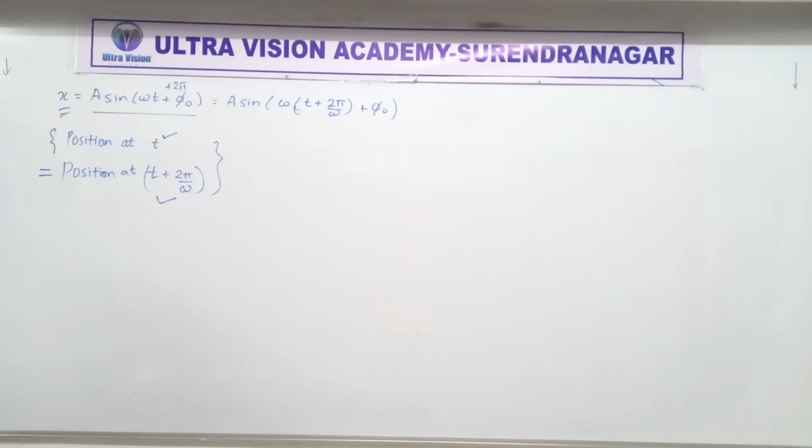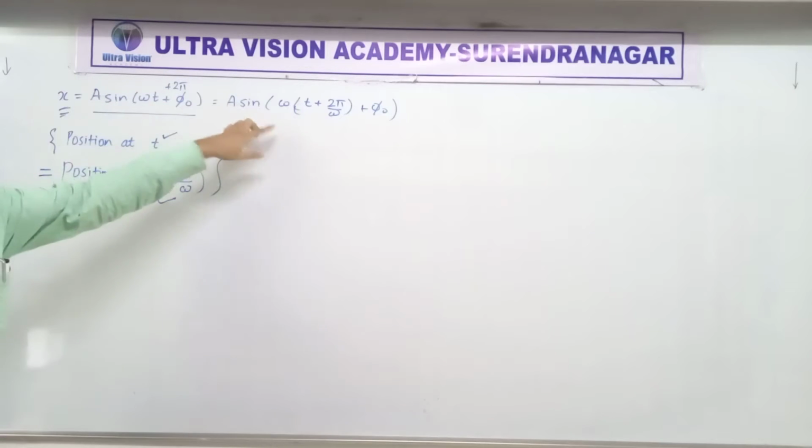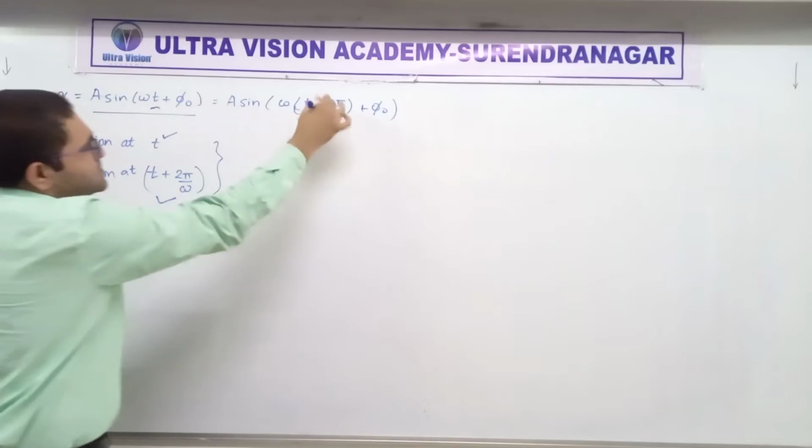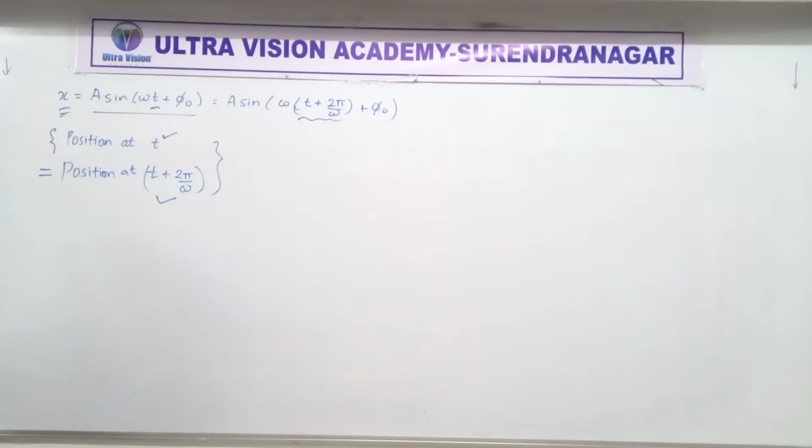Because the value of x is the same. Again, the x here and the x here both are equal, right? That is when the time is t and when the time is t plus 2 pi by omega. Okay, how many of you got it? I want the response. This is a critical thing for this chapter.